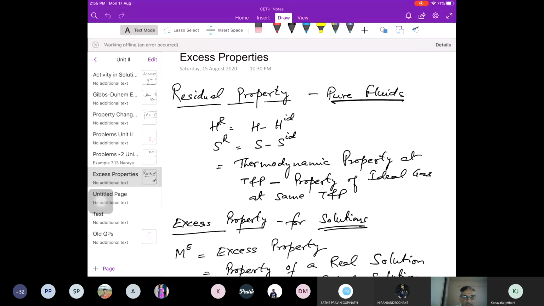Okay, so can you see this excess properties? Yes, sir. Okay. So we have seen so far what have we done?